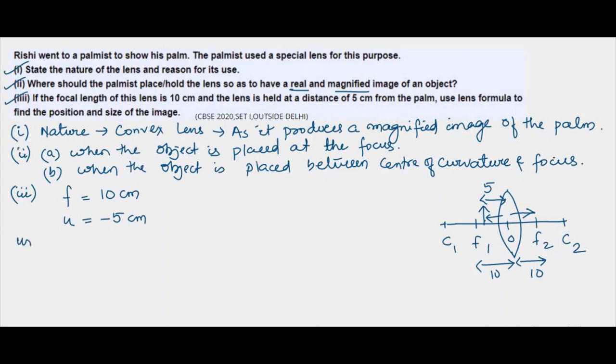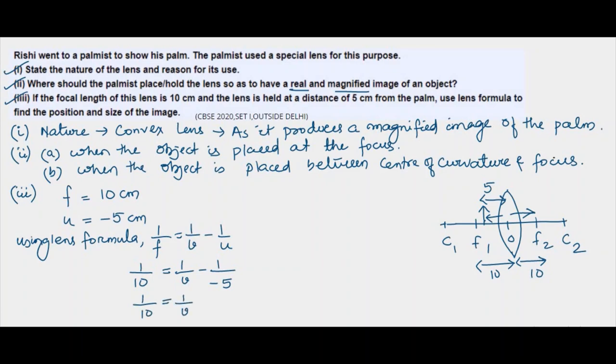Now using lens formula, 1 by F is 1 by V minus 1 by U. So 1 by 10 is 1 by V minus of U is minus 5. So 1 by 10 is 1 by V plus 1 by 5. So 1 by V is equal to 1 by 10 minus 1 by 5, which gives us LCM is 10. So it is 1 minus 2, which is minus 1 by 10. So V is equal to minus 10 centimeter.